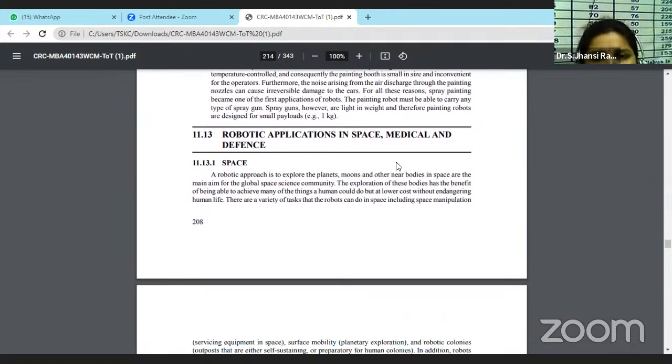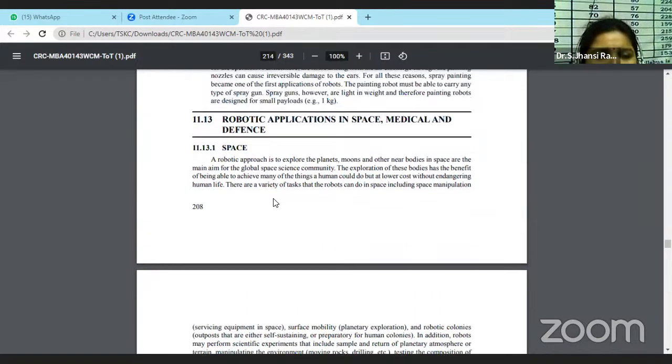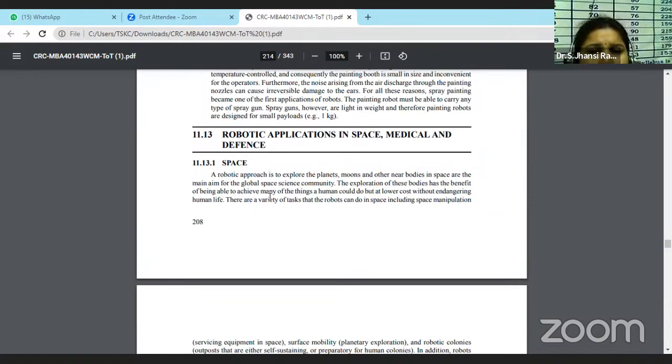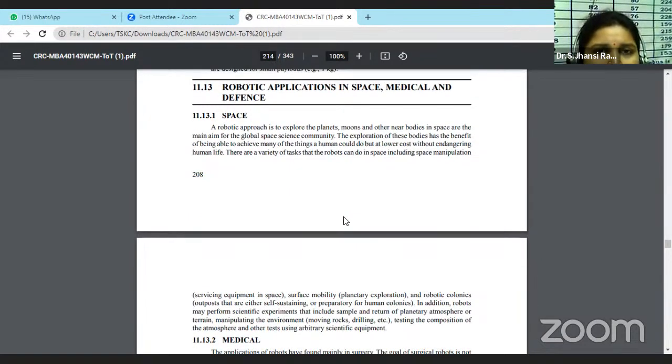Robotic applications in space, medical, and defense. What are the applications? Let us understand. As we all know, we are seeing a lot of change in space, medical, and defense, where many tests are being done even with robots. First, looking at space, we are sending robots to explore planets, moons, and other near bodies, which benefits the global space and science community.